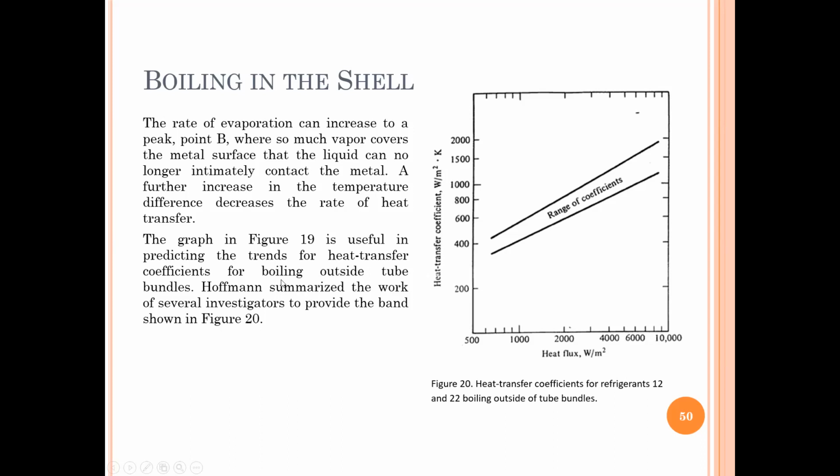So the graph in figure 19 is useful in predicting the trends for heat transfer coefficient for boiling outside tube bundles. Hoffman summarized the work of several investigators to provide the band zone in figure 20. This is boiling outside the tube, inside the shell. Outside tube and inside shell. This is the prediction.